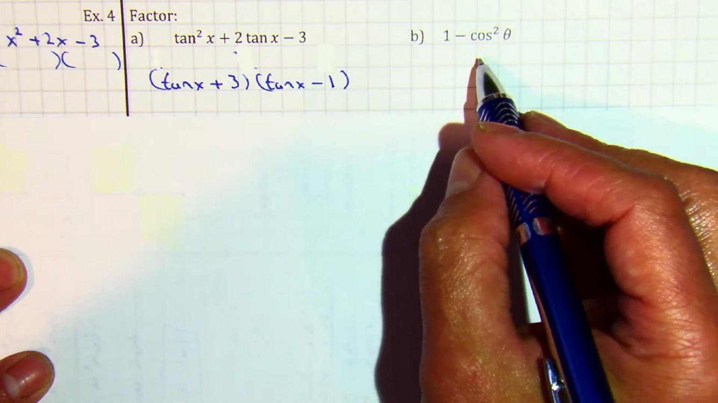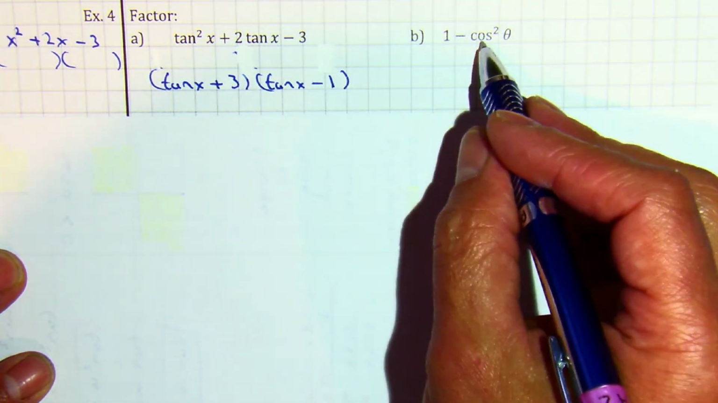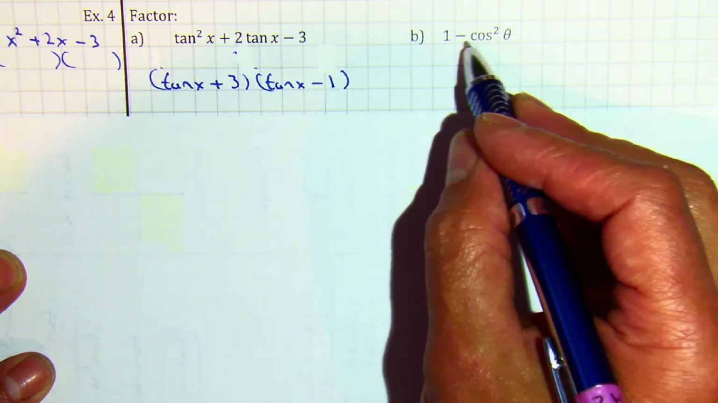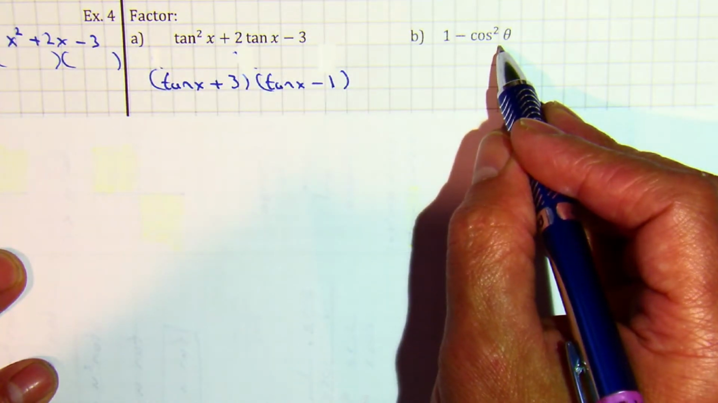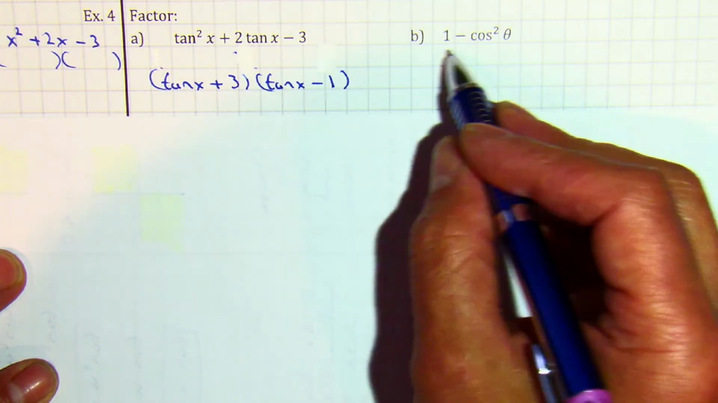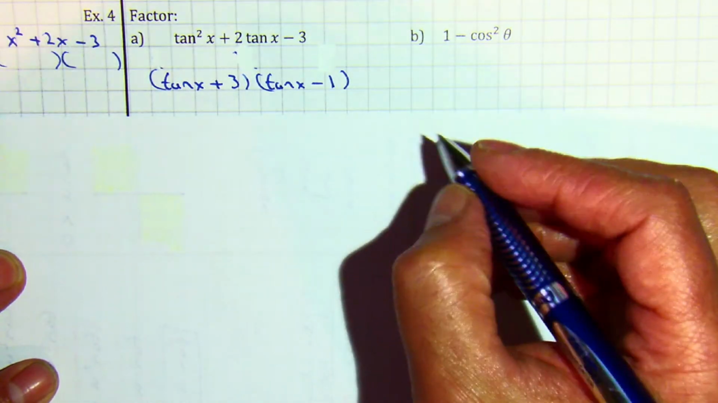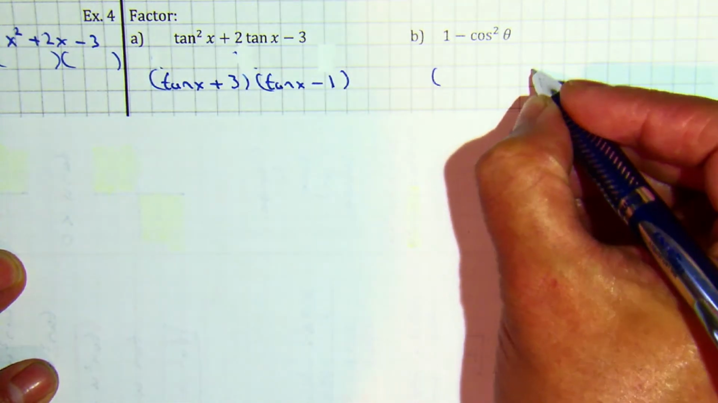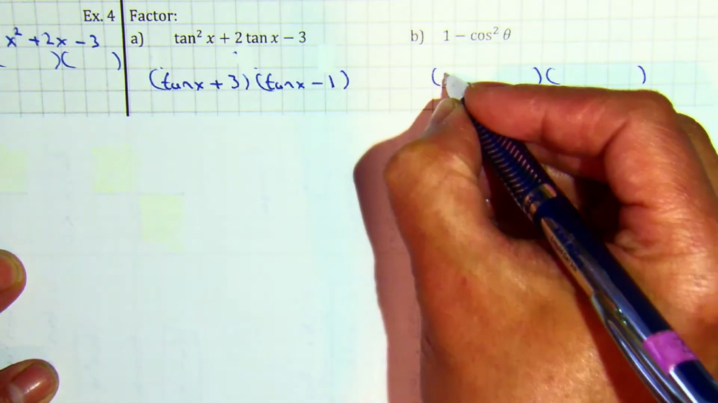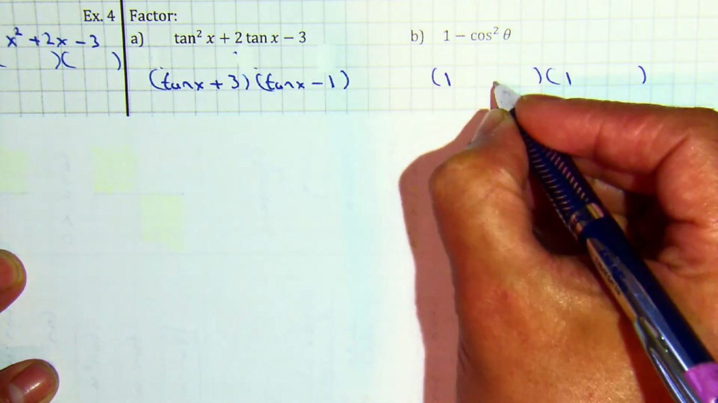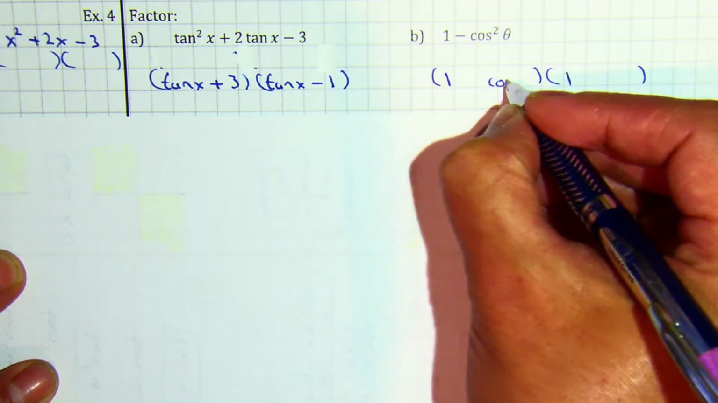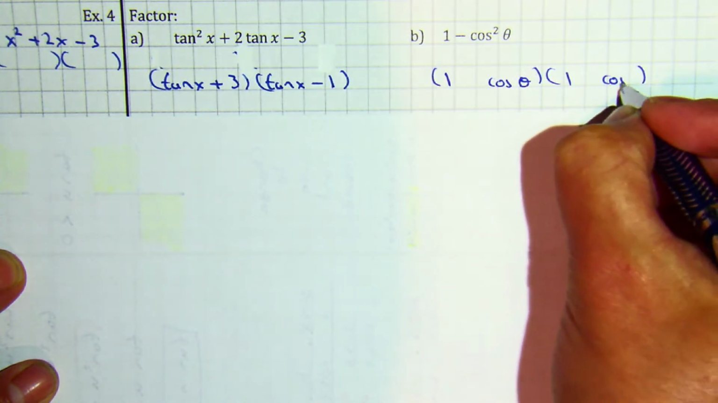Letter B. We have 1 minus cosine square of theta. Do you remember the name for this special factoring? The difference of two squares. So double parentheses. Factors of 1 will give me 1 and 1. Factors of cosine will give me cosine of theta and cosine of theta.